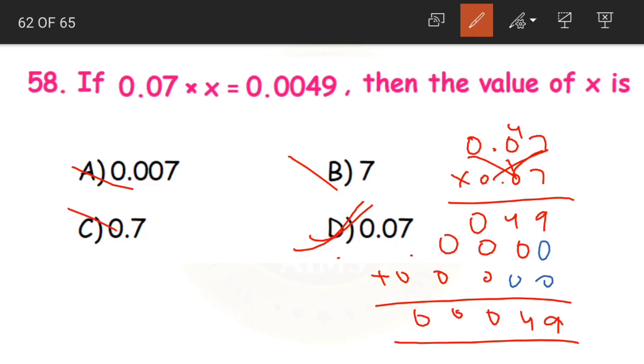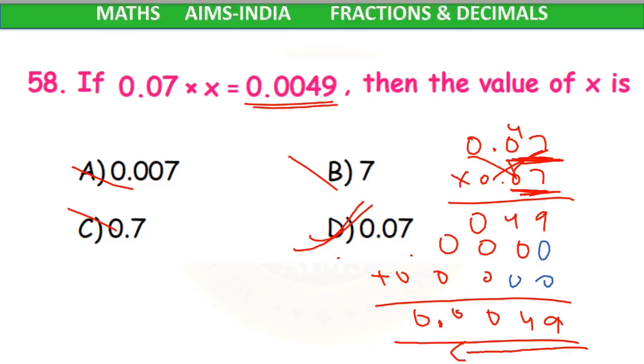Now where shall I place the decimal point? We are having 4 decimal places. So after 4 digits from the right, I'll place my decimal point here. So 0.0049, that is the same as given in the question. So that is why option D becomes our correct answer.